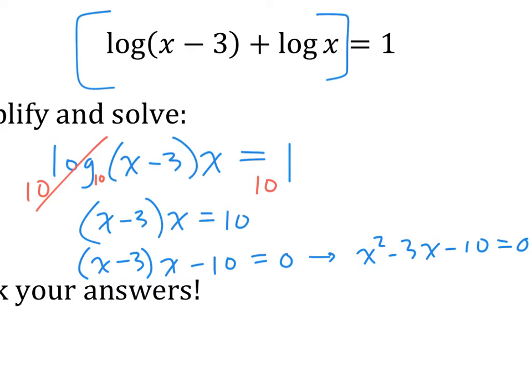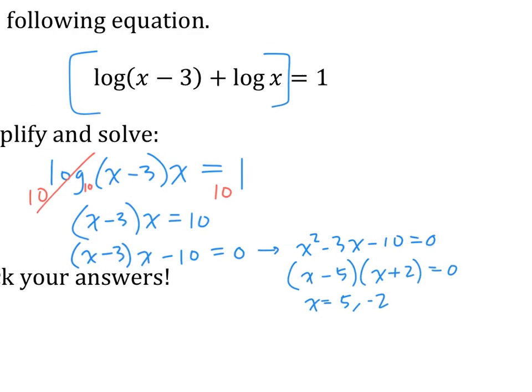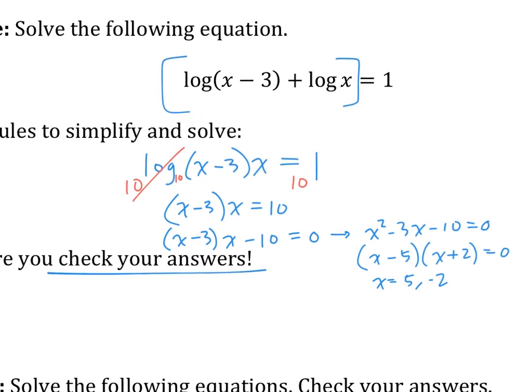Now what? Factor, yes. So (x minus 5)(x plus 2) equals 0. And we know how to solve that. x is 5 or negative 2. However, we need to check our answers. Some of them may not work, or maybe both of them don't work.